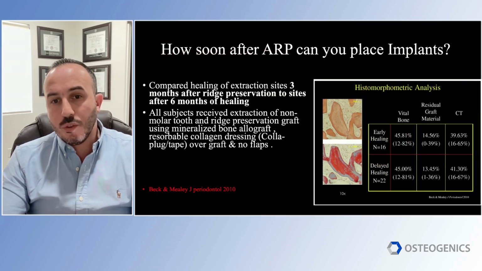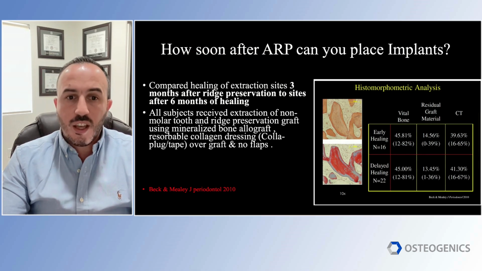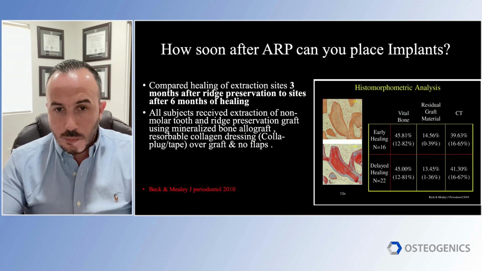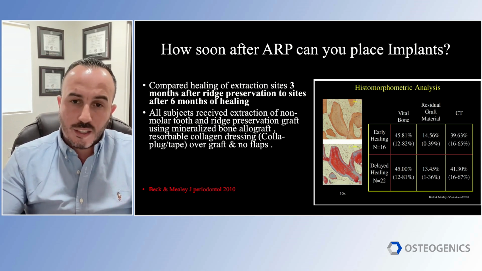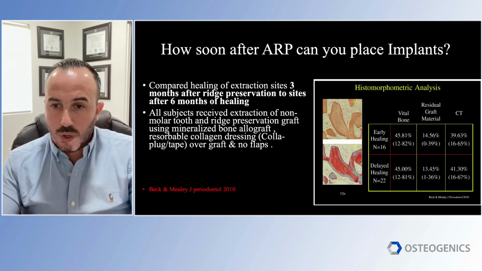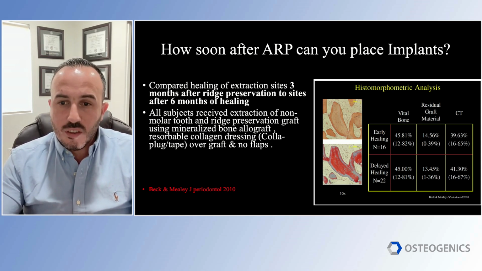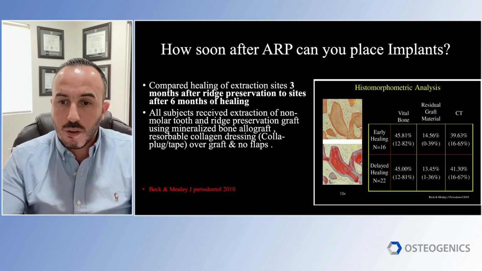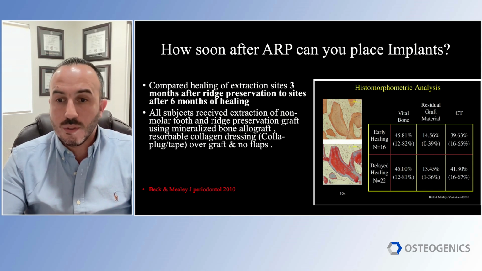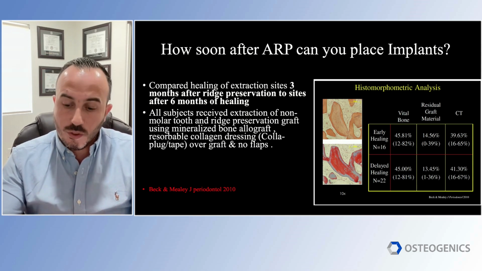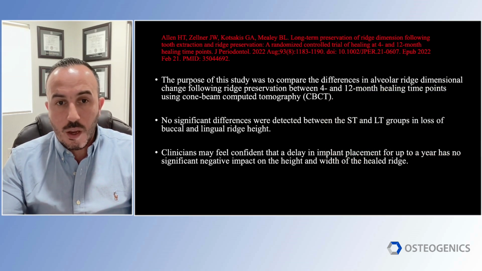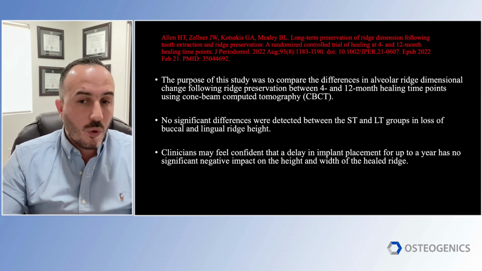Now, we extracted the tooth, we did ridge preservation, and in this study we used FDBA. When can I go back and place the implant? Looking at as early as 3 months and at 6 months, there is no significant difference in the vital bone amount or the amount of residual graft. So if you want to go as early as 3 months, there's no problem placing the implant at that time. What if I wait 1 year?